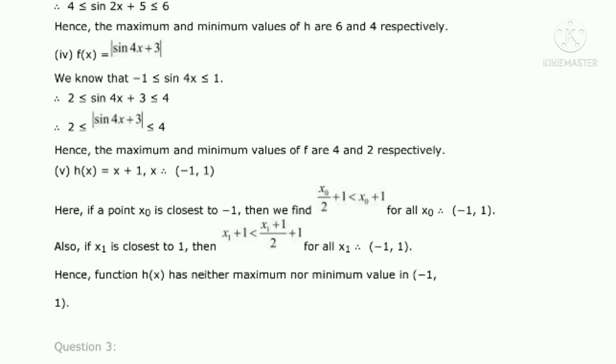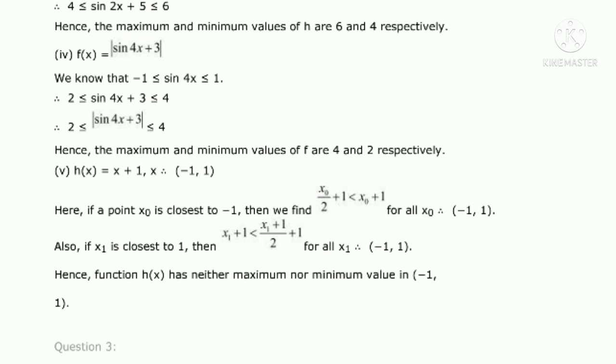So the conclusion is: hence function h(x) has neither maximum nor minimum. Understood this one? So this is written mathematically in this way. The basic concept is this: in between minus 1 and 1, if we consider a point 0 and put this 0 in the given function, then h(x) equal to 0 plus 1, ultimately 1. So 1 is neither maximum nor minimum, because we don't get a greater than or less than condition. Is it clear? So that's why it is neither maximum nor minimum.